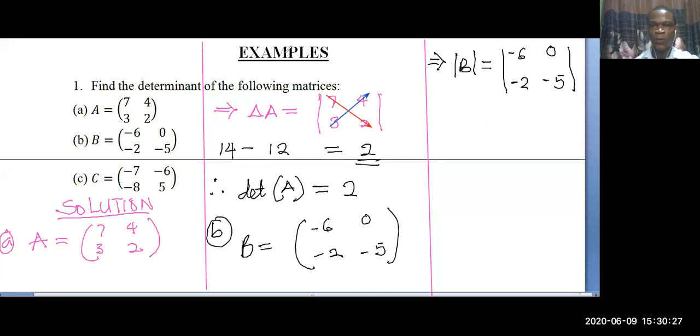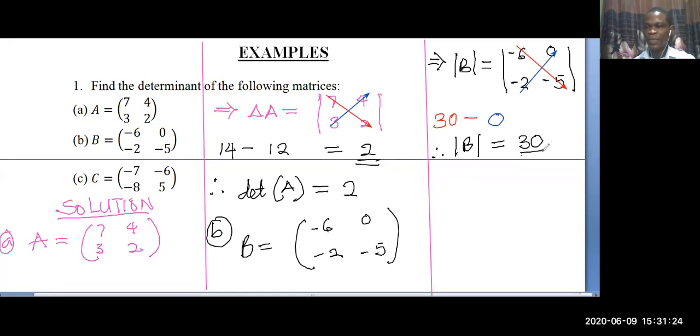Alright, so of course it's going to become minus 6 times minus 5, as I have explained. The product of the primary diagonal is going to give us what? Minus 6 times minus 5 will give us what? Positive 30. Okay, then minus your secondary diagonal, and minus 2 times 0 will give us 0. So you have that. So can you say that the determinant of B is equal to 0, I mean equal to 30, sorry, equal to 30.